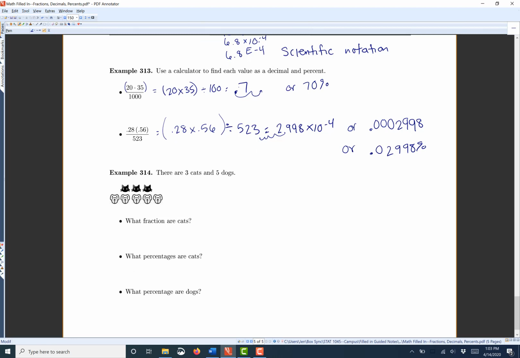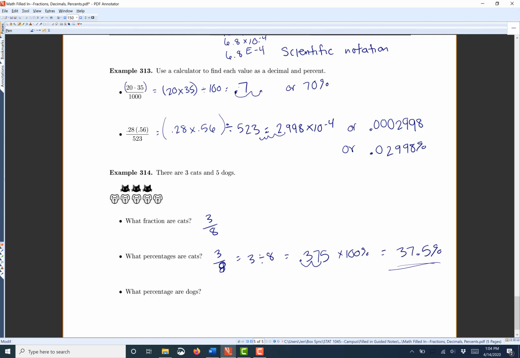In our next example, I have 3 cats and 5 dogs. So I might ask you something like, what fraction are cats? Well, there are 3 out of a total of 8, so 3/8 are cats. What percentage are cats? Well, if I have 3/8, I would do 3 divided by 8, which putting that into my calculator gives me 0.375. But I want it as a percent, so let's times it by 100%, which means move the decimal 2 places to the right. So that's 37.5%. So that's how you get it as a percent.